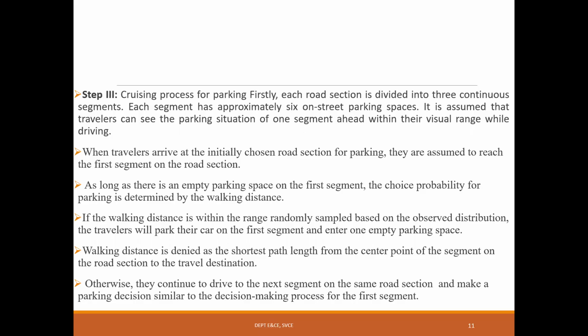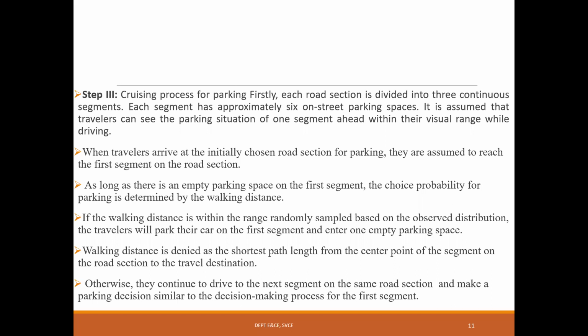As long as there is an empty parking space on the first segment, the choice probability for parking is determined by the walking distance. If the walking distance is within the range randomly sampled based on the observed distribution, the traveler will park their car on the first segment and enter the empty parking space.